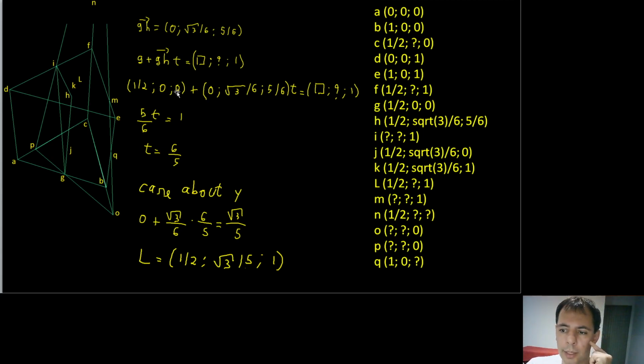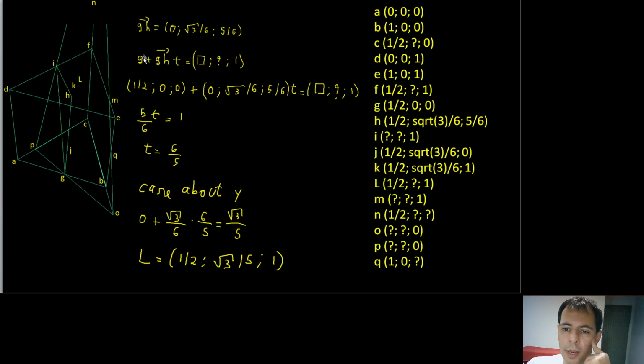So if you do 0 plus 5/6 times t equals 1, okay, and then you're going to divide, right? t is equal to 1 divided by 5/6, so t is going to be 6/5. Now you have the t. And now you care about the y. What does that mean? That you're going to plug this value of t, 6/5, in here.